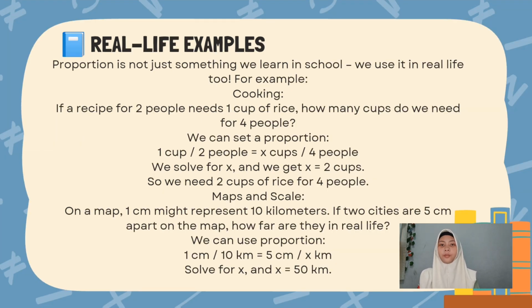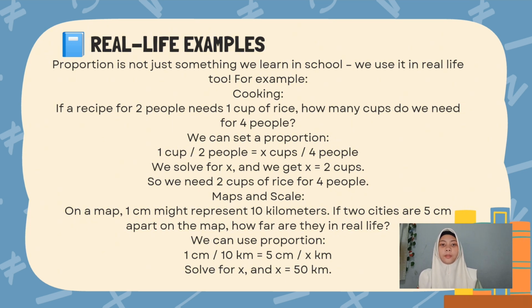In real life, proportion is not only something we learn in school, we use it in real life too. For example, cooking. If a recipe for 2 people needs 1 cup of rice, how many cups do we need for 4 people? We can set up a proportion. 1 cup is to 2 people as X cups is to 4 people. We solve for X and we get X is 2 cups. So we need 2 cups of rice for 4 people.